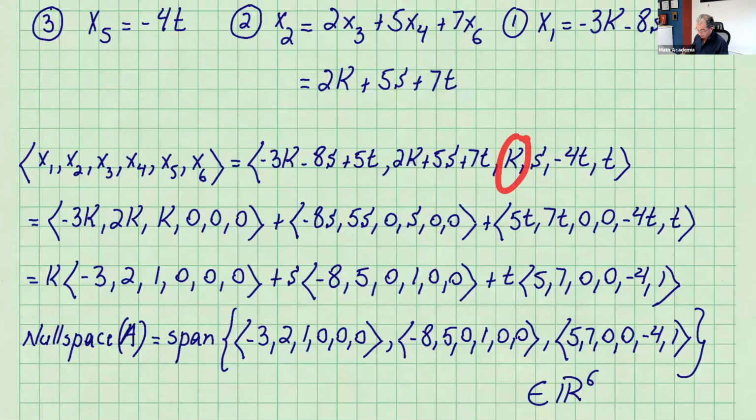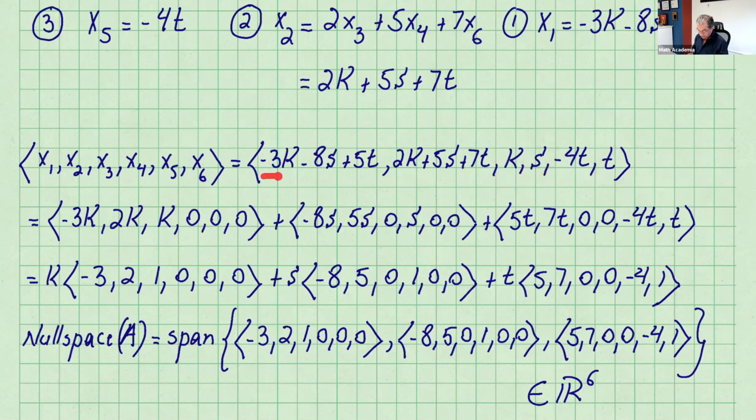This was x3, x4, and x6. These were the free variables, and these are the parameters. Then you can separate them. But this is pretty long, but it's pretty easy to do. So first you start with k's. So take all the k's.